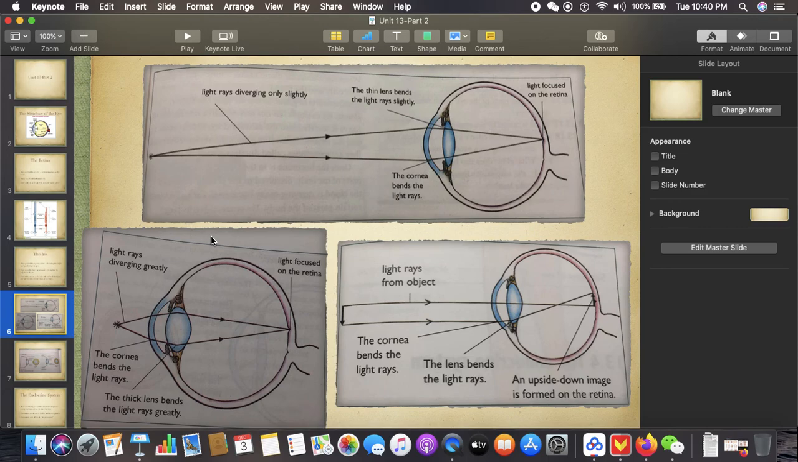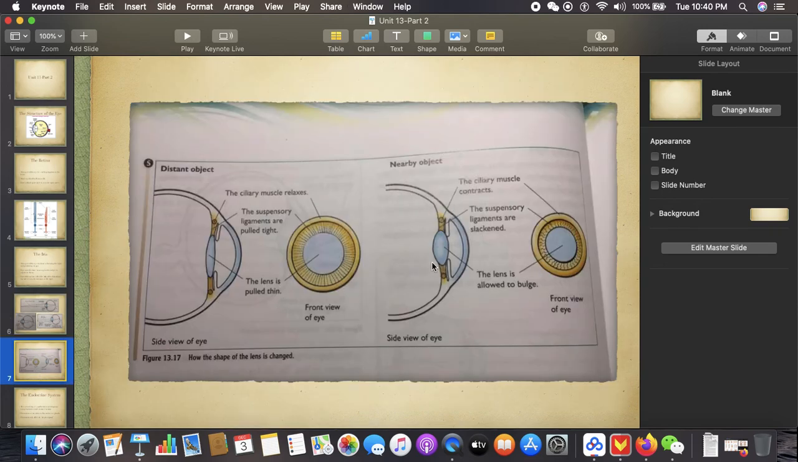Now, there's a little bit of physics involved in here about diverging light rays, but I'm not going to go into that because this is not a physics video, it's a biology video. Now, the adjustment of the shape of the lens, which is different in all these pictures, to focus light coming from different distances is called accommodation.